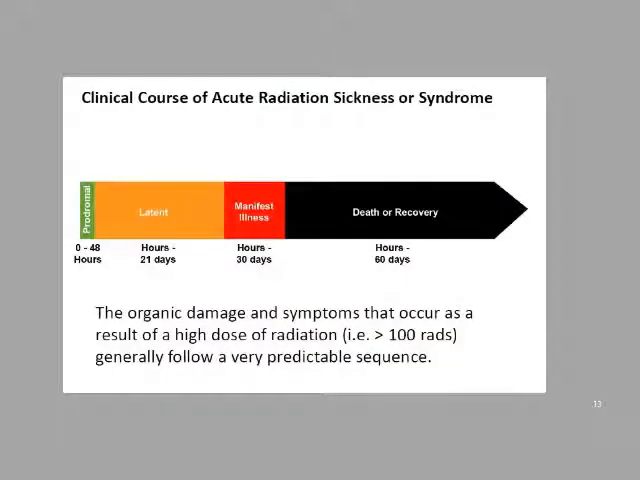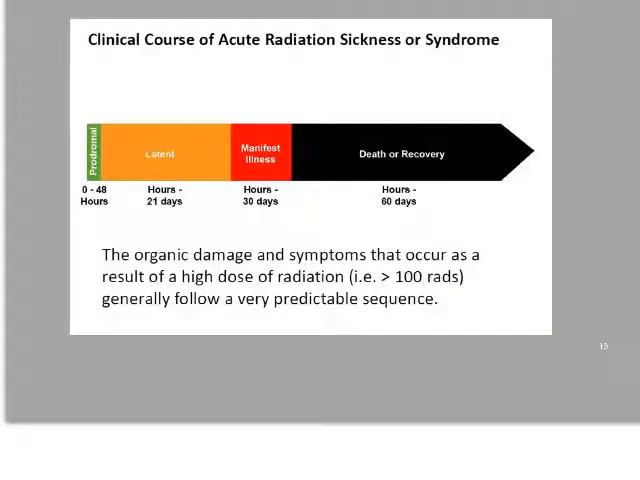So here is yet another way to look at that. And we said that 1 rad equals 1 centigray, right? So 100 rads equals, again, what? 1 gray. There's that number again, just in a different unit of measure. And it gives you the rough amounts of time related to these stages.